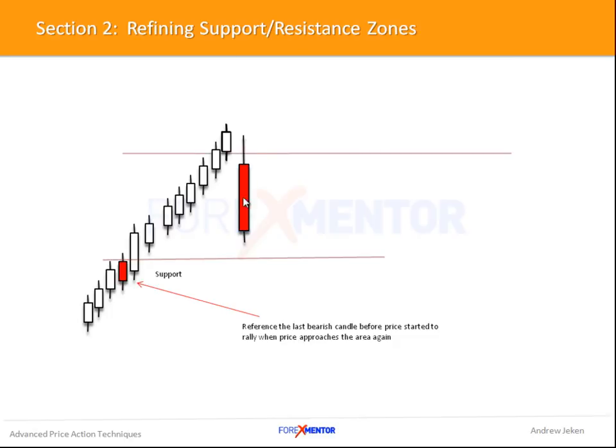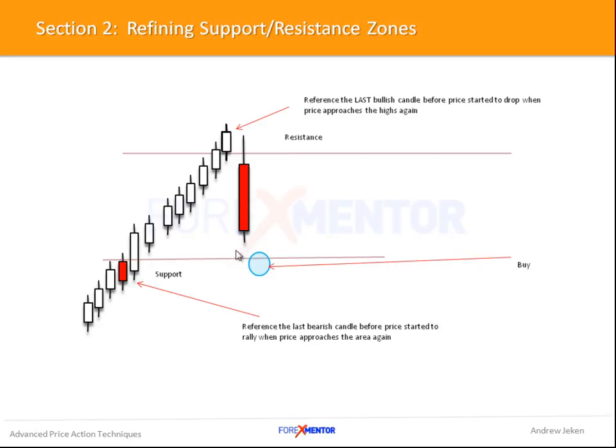Okay, so we just step this forward. Here again, you see our price breaks away, and I'm drawing a horizontal line across the body of the last bullish candle before price broke away. So here again, reference the last bullish candle before price started to drop when price approaches the highs again. If price starts to retrace, I want to start referencing this bullish candle here. That's where the institutional flows come in. So it's at this area here and this area here. So we're fine-tuning or refining our larger zones to very, very specific levels.